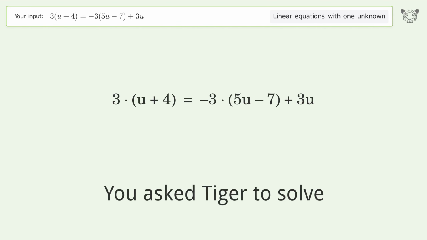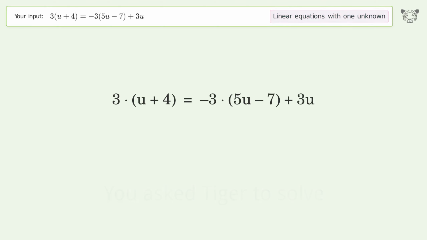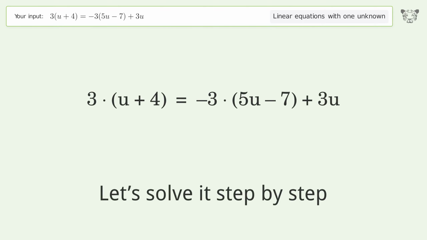You ask Tiger to solve. This deals with linear equations with one unknown. The final result is u=3/5. Let's solve it step by step.